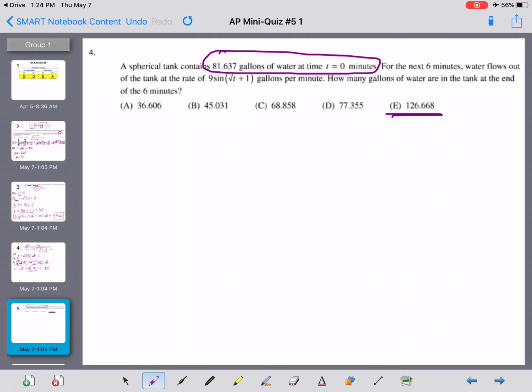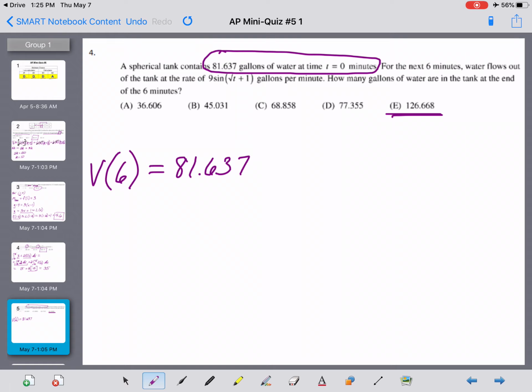For the next 6 minutes, water flows out of a tank given by this function right here. How many gallons of water are in the tank at the end of the 6 minutes? Okay, so if we want to know the volume of water in the tank 6 minutes in, the first thing we have to do is think about the initial amount, which was 81.637. So we're starting from there.